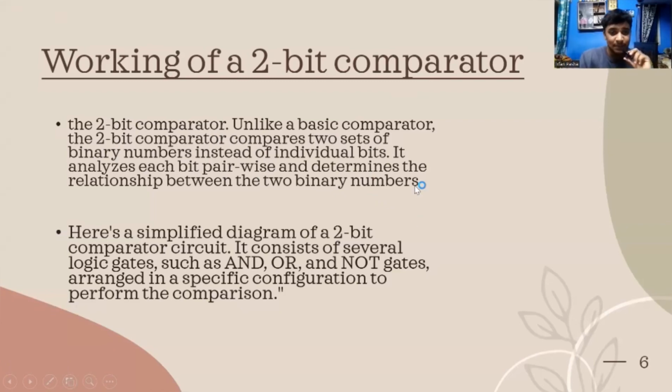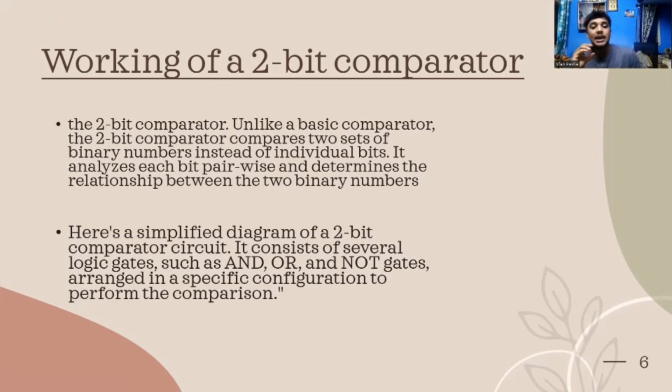It analyzes each bit pairwise and then determines the relationship between the two binary numbers. Unlike other comparators, the two-bit comparator compares two sets of input. That means if you give two sets of input, it compares all of them and gives us the output, instead of going to an individual bit. It compares the two sets of actual inputs pairwise and determines the relationship between the binary numbers.